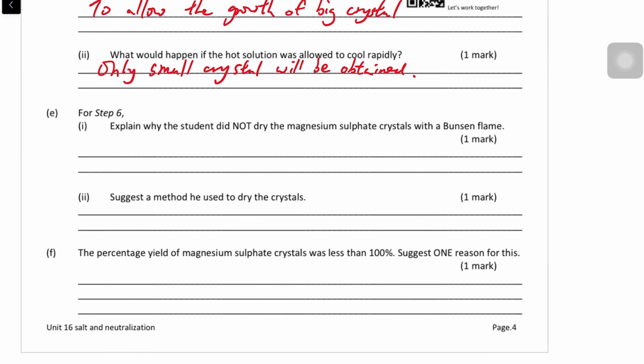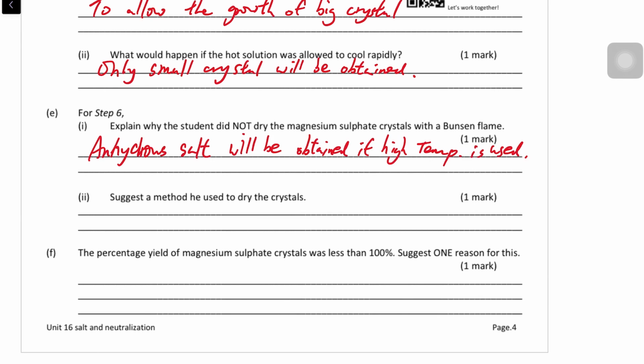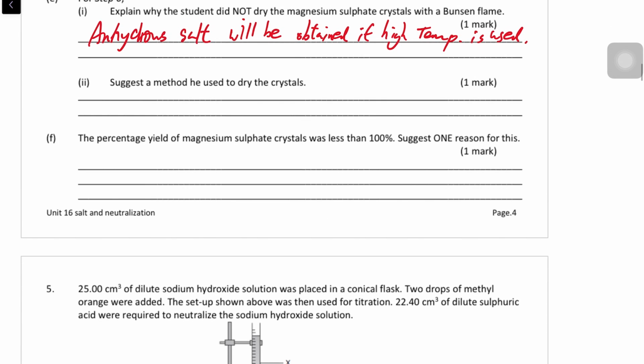Okay, E1. Why should we not dry the crystal with a Bunsen flame? Now, the first problem is what you want is a hydrated one, but if you heat it under high temperature, what you can get is an anhydrous salt. So what should they do? It is easy. Use a desiccator.